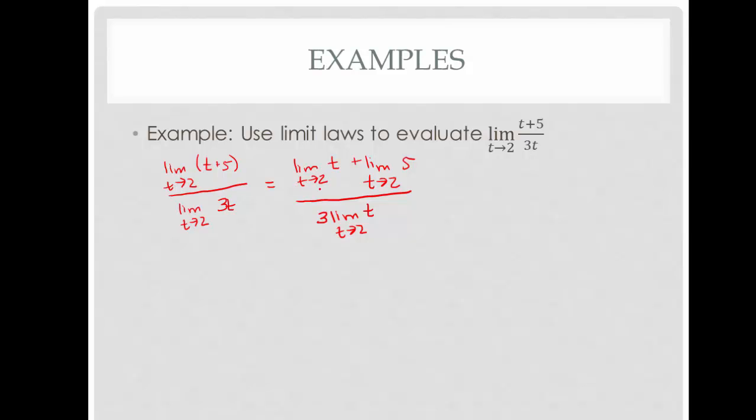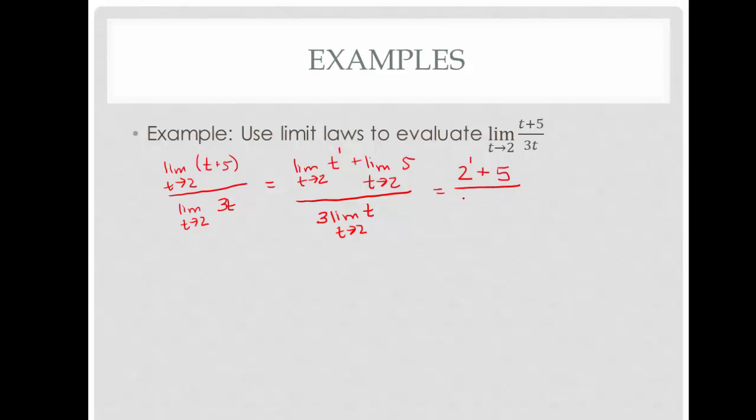And then we know that the limit as t approaches 2, because this is just a t, I can go ahead and directly substitute 2 in place of t. Technically this is t to the 1, so this would be 2 to the 1. And then for the next one, the limit as t approaches 2 on 5. Remember, the limit of a constant is that constant, so that's 5.